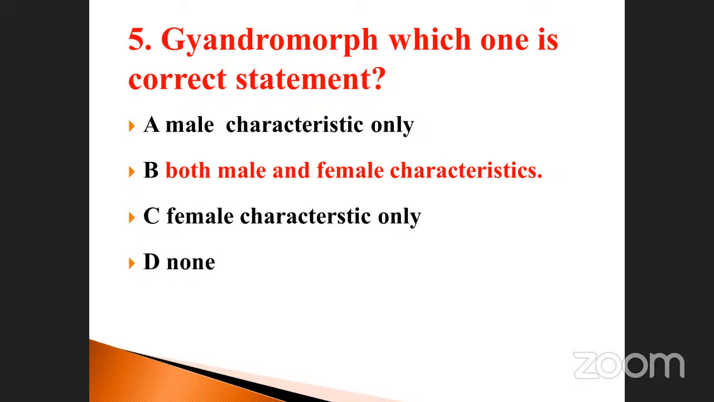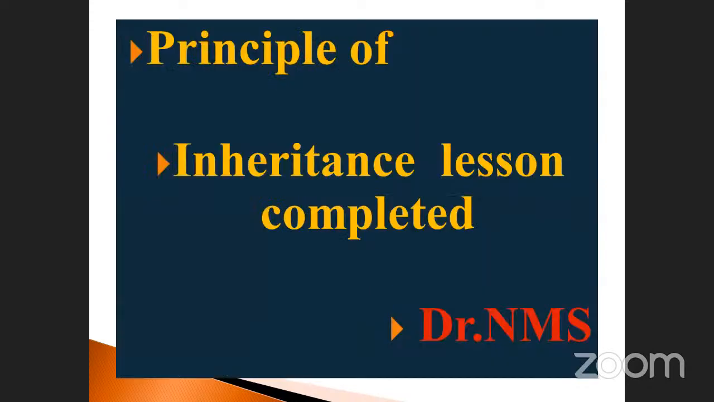Gynandromorph: gynoecium and androecium, so both are present in it. That condition is called what? Gynandromorph. Both male and female characteristics are present in it. So there are many examples we already discussed today. So what is next?